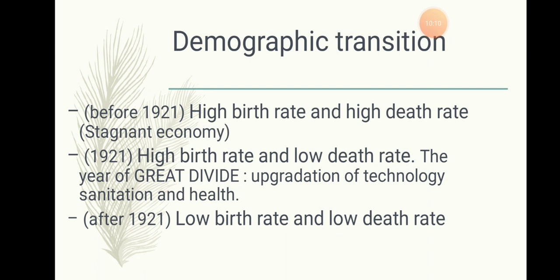And in the year 1921, there was a high birth rate and a low death rate. How was there a low death rate? This particular year, 1921, is called the Year of the Great Divide. Why is it called the Great Divide?